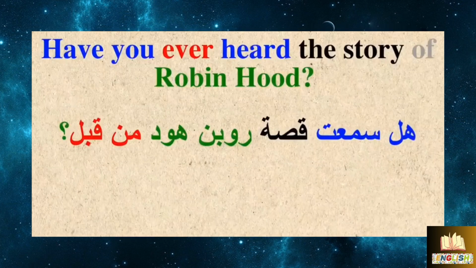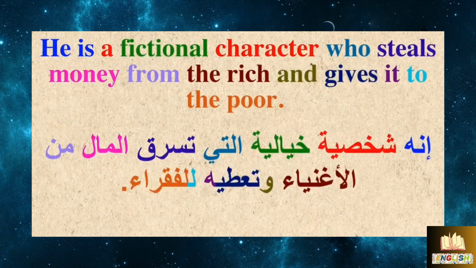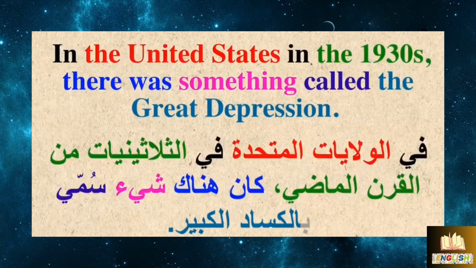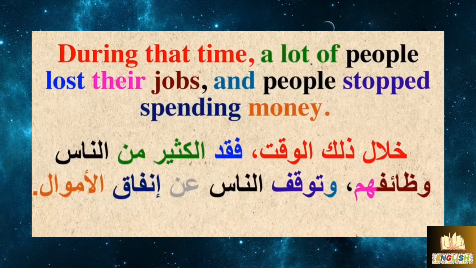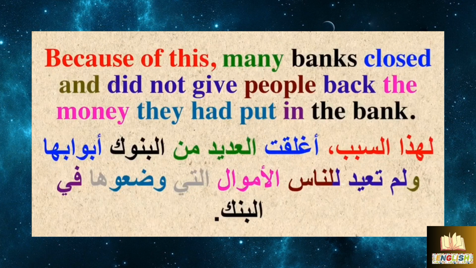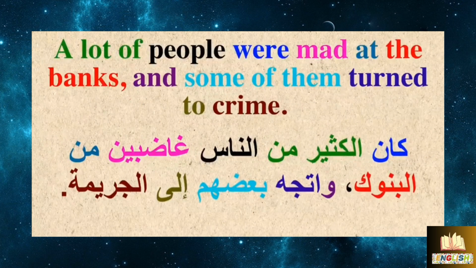Have you ever heard the story of Robin Hood? He is a fictional character who steals money from the rich and gives it to the poor. In the United States, in the 1930s, there was something called the Great Depression. During that time, a lot of people lost their jobs, and people stopped spending money. Because of this, many banks closed and did not give people back the money they had put in the bank.